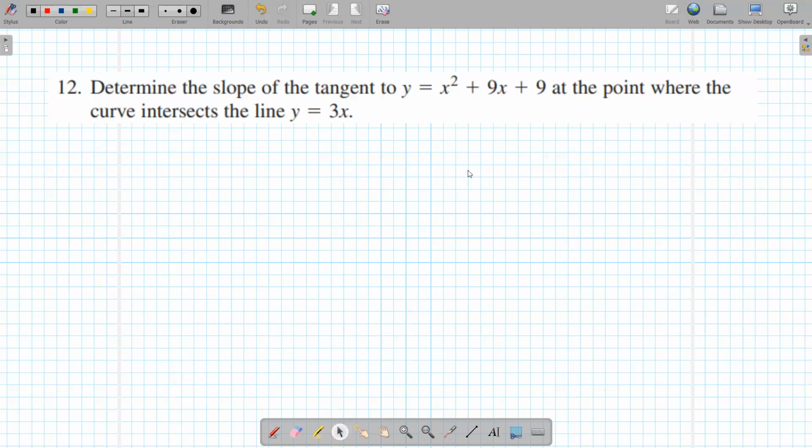You just set them equal to each other. That's it. And then you solve for x. Set them equal to each other. You'll do that for any function, not only for linear and quadratic, any function. If they ask you for the point of intersection, just make them equal to one another. So here we have x squared plus 9x plus 9, and this is equal to 3x. So now we have a quadratic equation. How do you solve this for x?